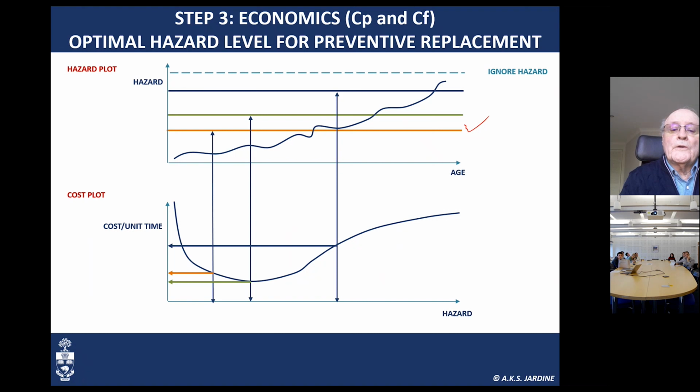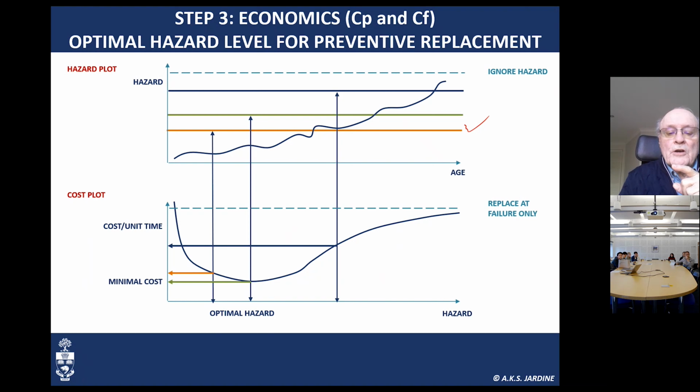And if we ignore hazard, then we'll do no preventive work, and we'll just suffer failures. And the cost of that will be simply the cost of replacing the item only at failure. So now we can get the cost plot, we can look at the cost plot and look for the minimum cost. And then say, that's the optimal hazard. At that hazard level, you're guaranteed to be at the minimum of the cost function. And in that red, green, and yellow chart I showed you before, the minimum of the cost function is the intersection between the red and the green.